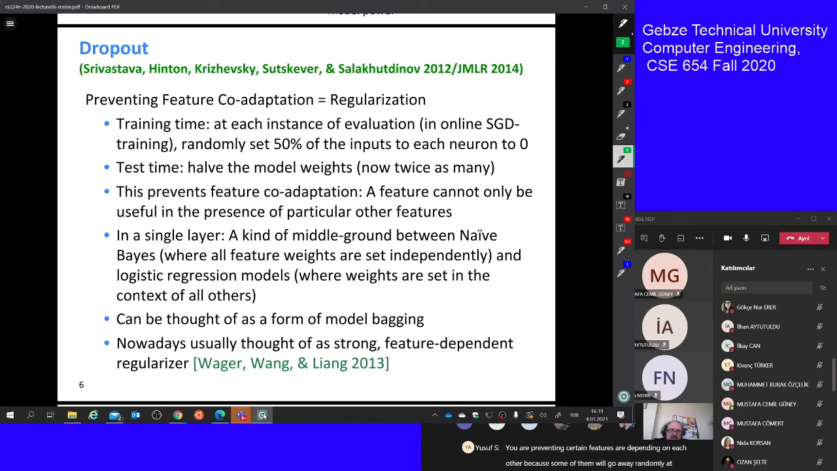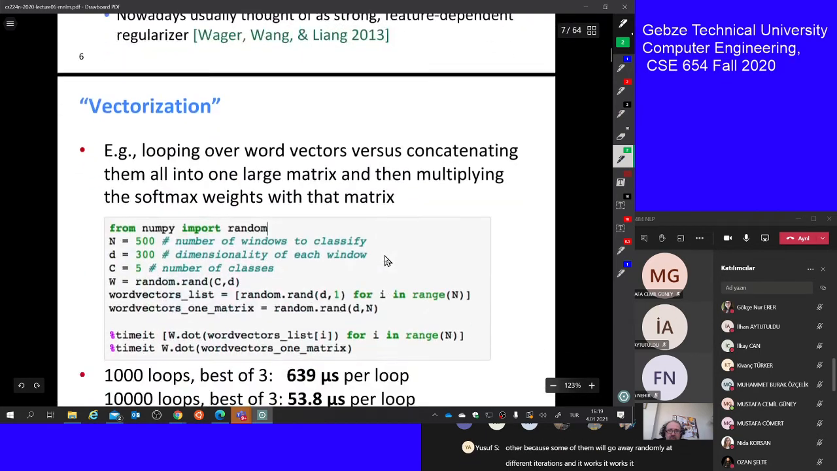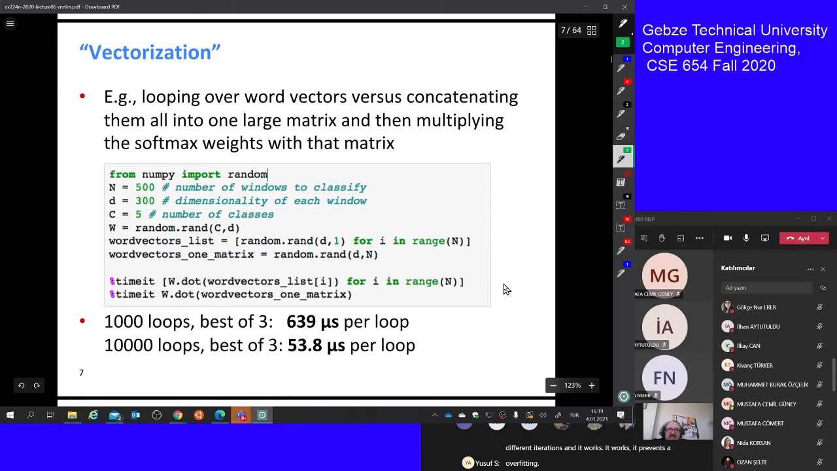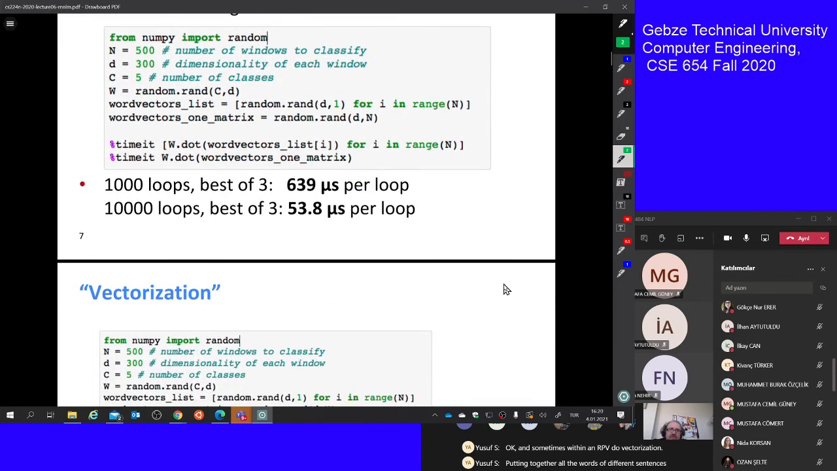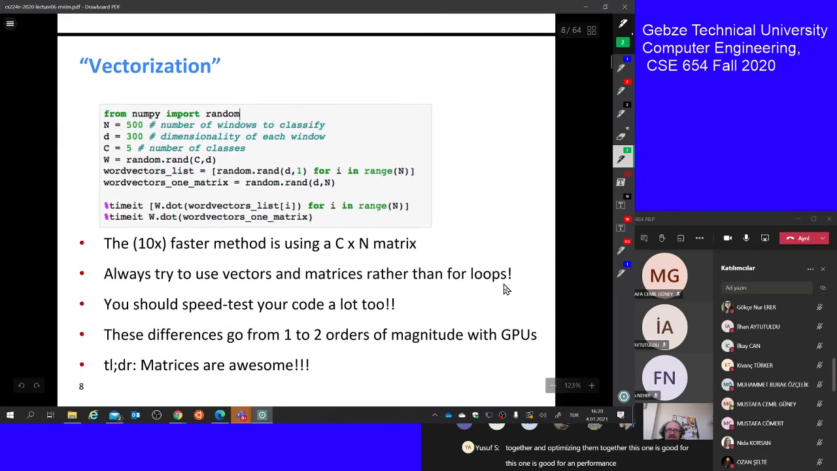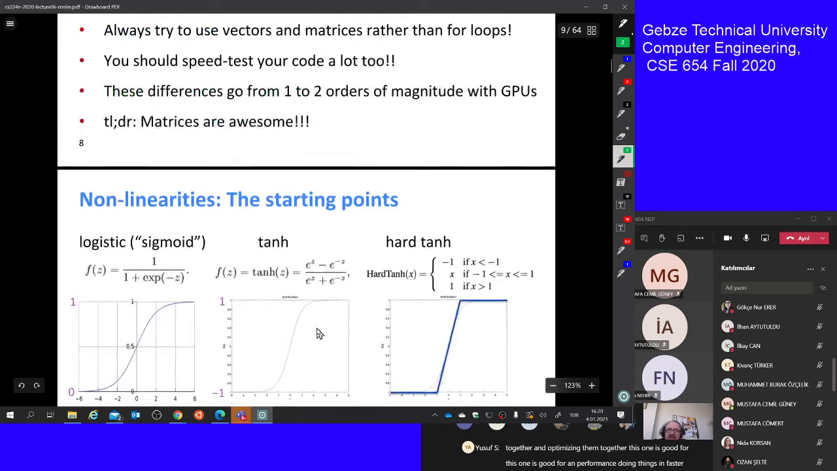It prevents overfitting. And sometimes in NLP we do vectorization, putting together all the words of different sentences together and optimizing them together. This one is good for performance, doing things faster, sometimes 10 times faster.